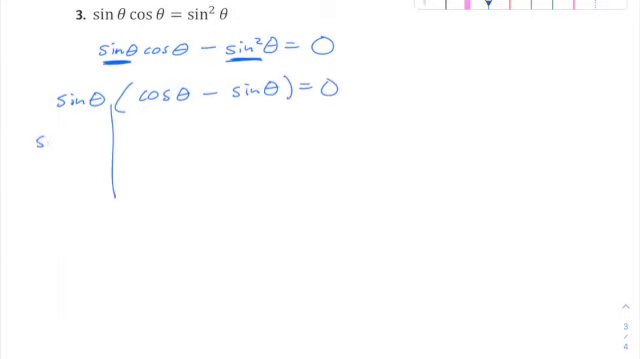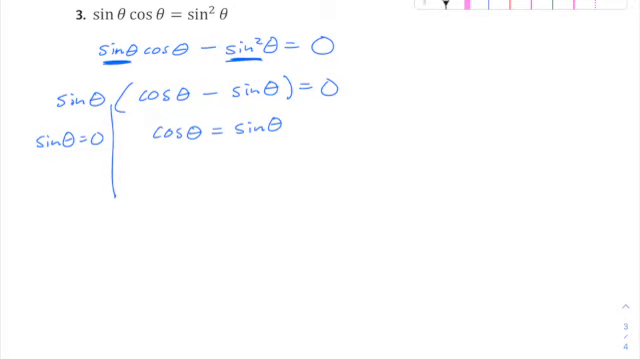Set your factors equal to 0. You're solving when does sine equal 0. And this equation, when does cosine equal sine? When you set that factor equal to 0, you end up trying to solve that, which, you know, that's a little weird.